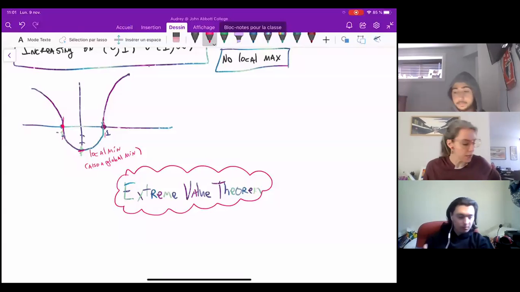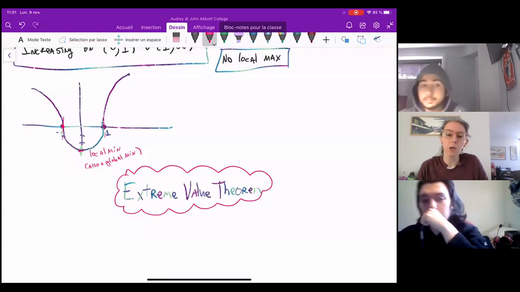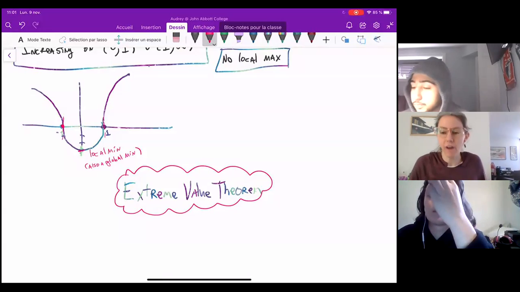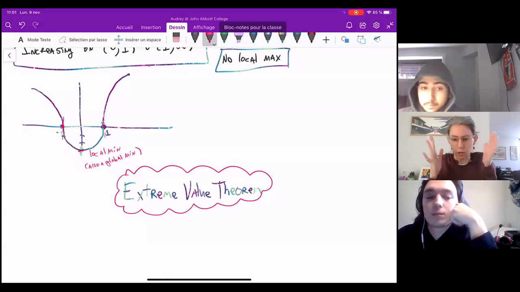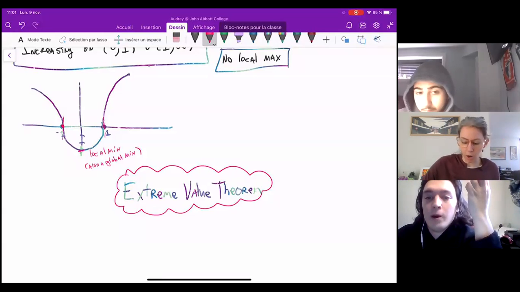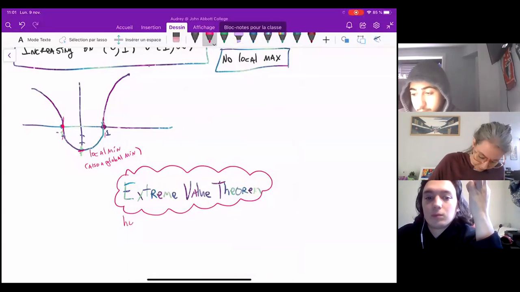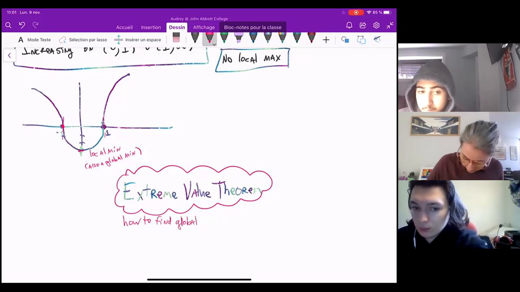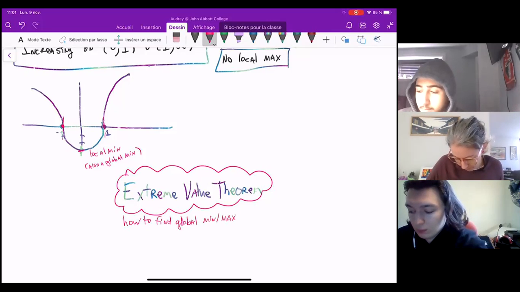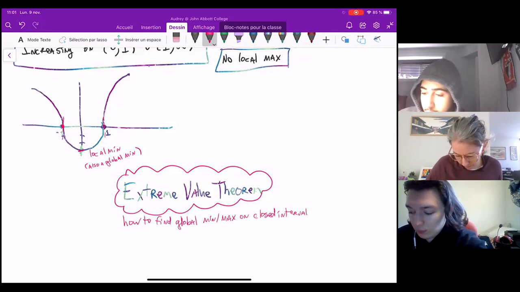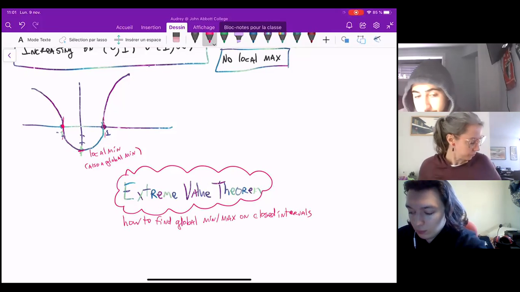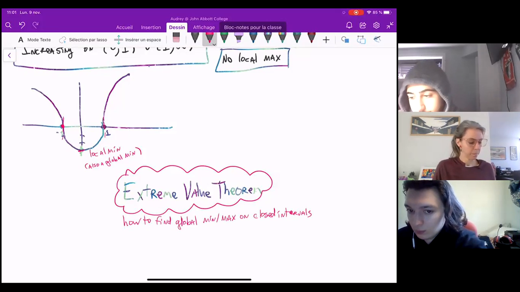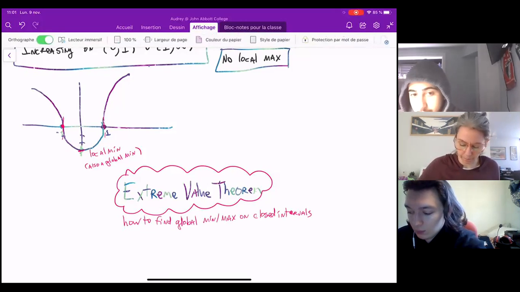Sorry about that. Okay, so the extreme value theorem, as I was saying, is a theorem that gives me information about how to find global min or max on closed intervals. So if we're just looking at parts of a graph. So before I actually state the extreme value theorem, I want us to look at some graphs really quickly.